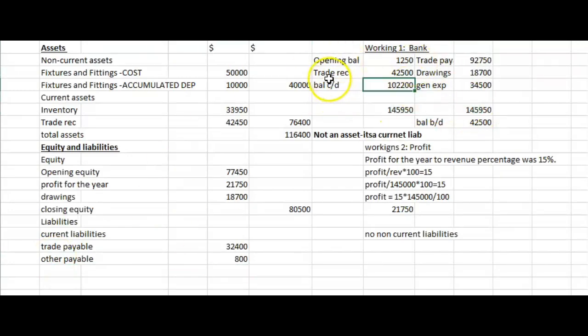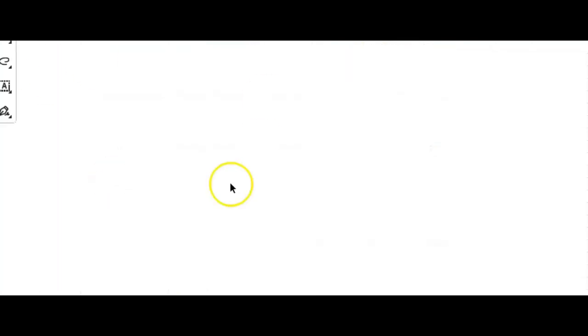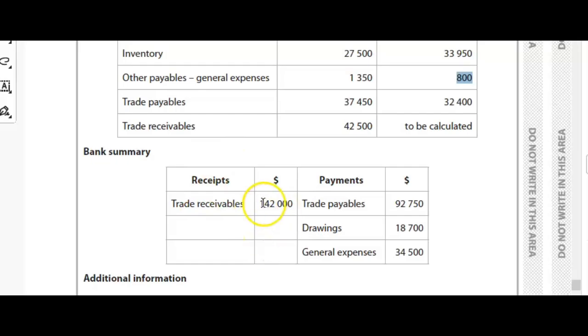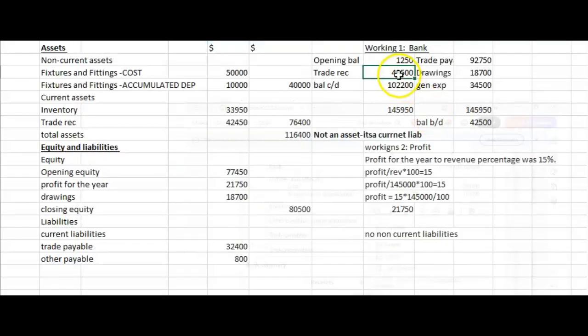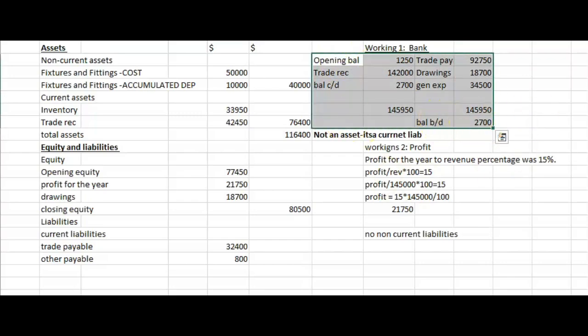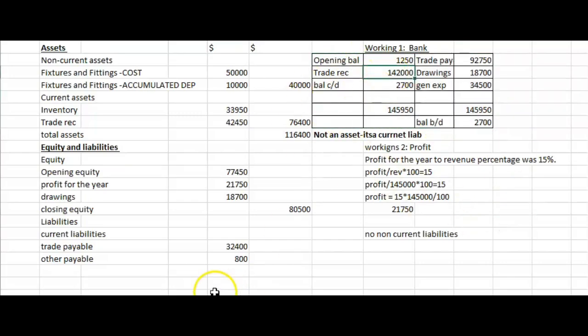We realized there's actually a credit balance, which means we have a bank overdraft. But before we add this to the statement, we need to fix the error we spotted earlier. By mistake, we wrote the trade receivable closing balance as $42,450. The correct figure should be the cash received from trade receivables, which is $142,000. After making this adjustment, we find that the bank has a credit balance of $2,700. So, our bank overdraft is $2,700.